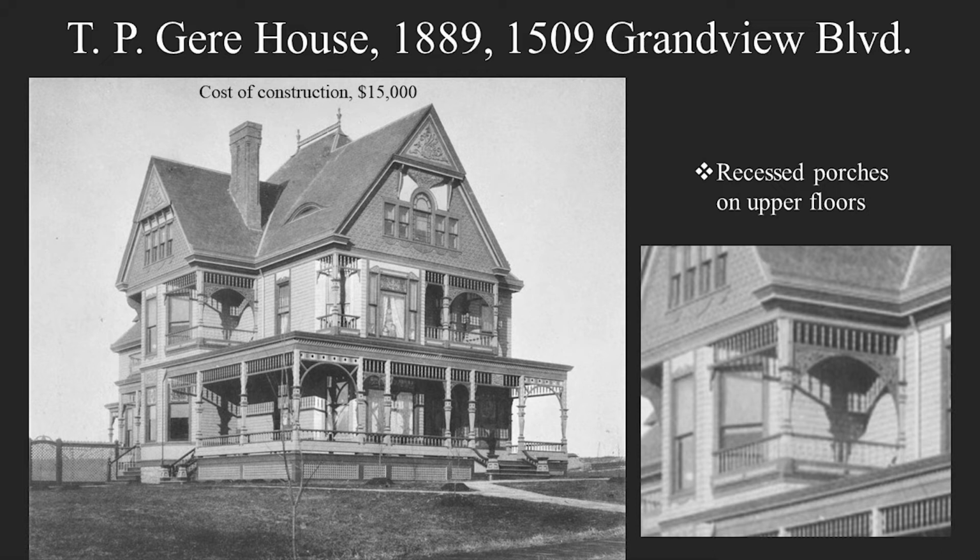Another characteristic of Queen Anne Victorian style architecture are recessed porches or balconies on second and third or even fourth floors. You can see here in this little inset, there's a balcony that is located on the far left side of the other image.